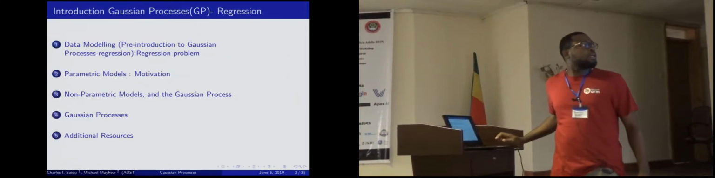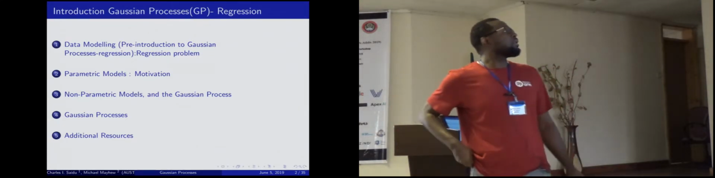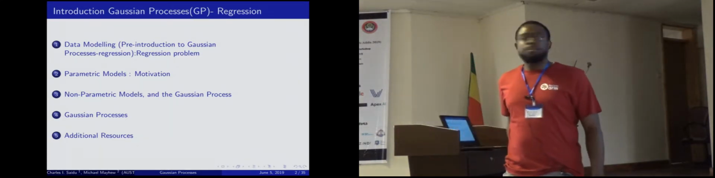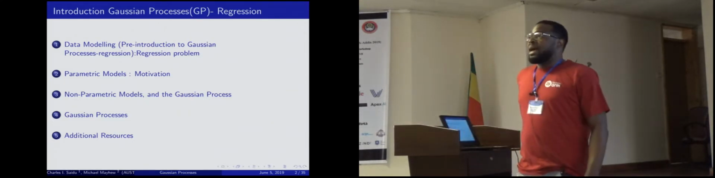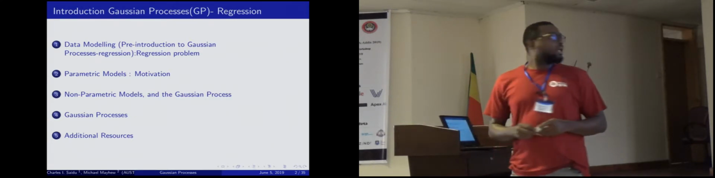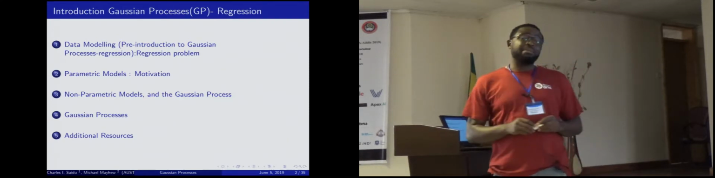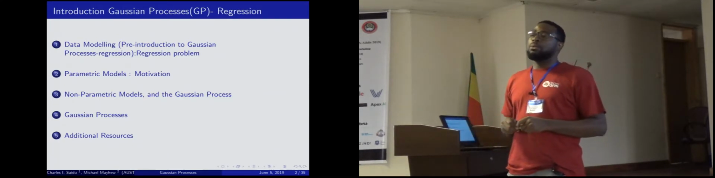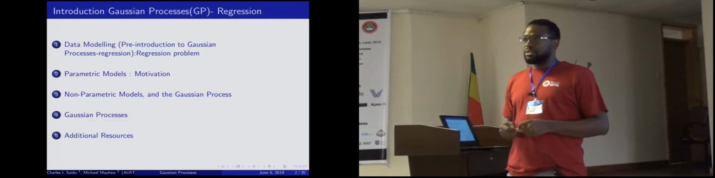Okay, so this is what we're going to talk about. We're going to look at some pre-introduction to Gaussian processes, and our focus will be on regression, the regression problem. We're going to look at parametric models and what we mean by parametric models. We're going to look at what we mean by non-parametric models, and then of course we're going to talk about the Gaussian processes.